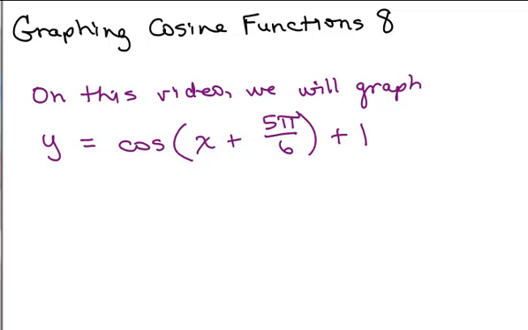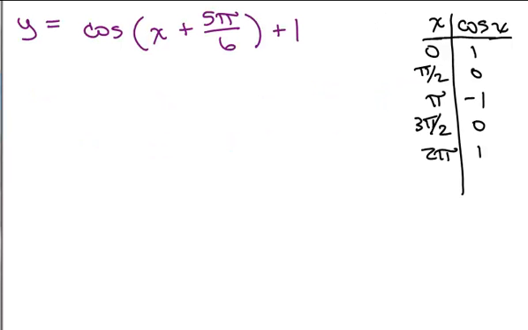This is part 8 of graphing cosine functions, and in this video we're going to graph y equals the cosine of x plus 5 pi over 6 plus 1. Over here on the right, remember these are the 5 key points for just y equals the cosine of x, but we're doing y equals the cosine of x plus 5 pi over 6 plus 1.